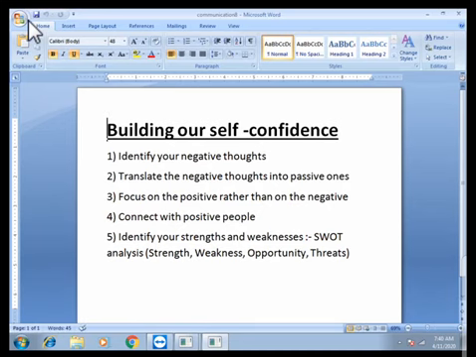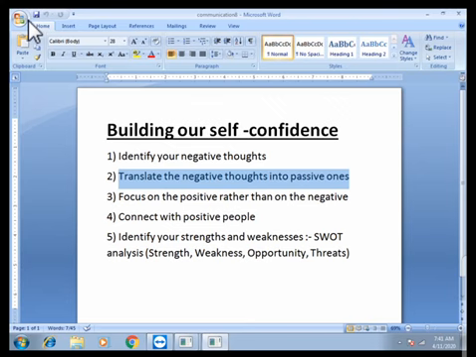Now, there are several small things we can do that will go a long way in boosting our self confidence. Here, there are 5 parts. First one, identify your negative thoughts. First step is to sit down and identify the negative thoughts that are putting you back and reducing your self confidence. Second, translate the negative thoughts into positive ones.